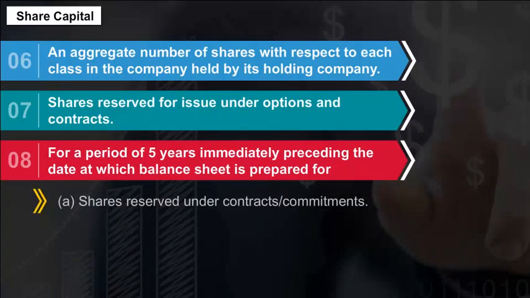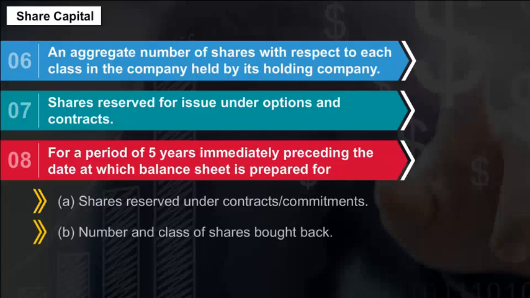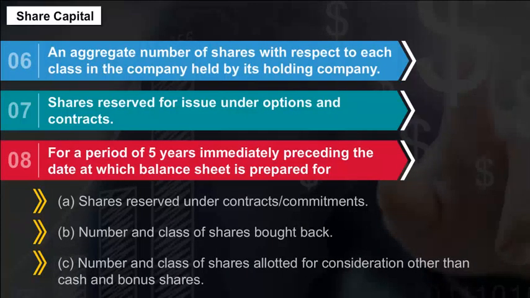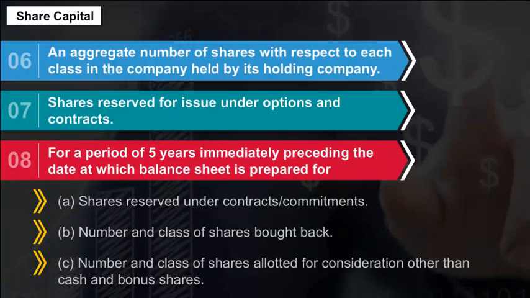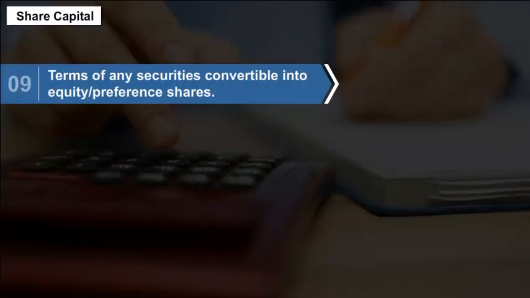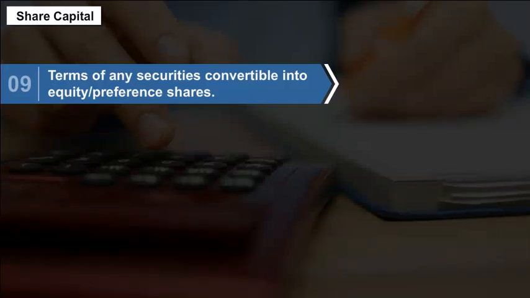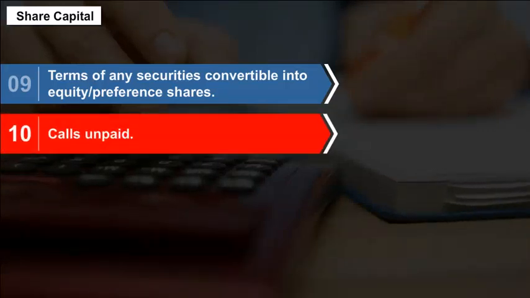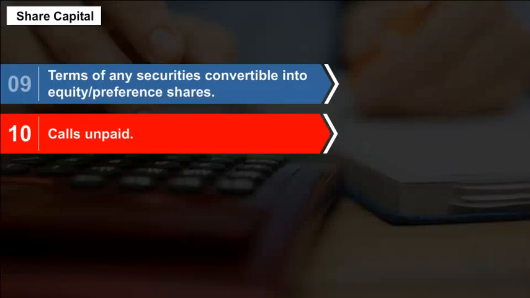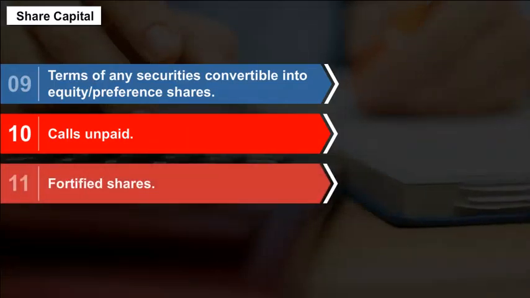A. Shares reserved under contracts or commitments. B. Number and class of shares bought back. C. Number and class of shares allotted for consideration other than cash, and bonus shares. 9. Terms of any securities convertible into equity or preference shares. 10. Calls unpaid. 11. Forfeited shares.